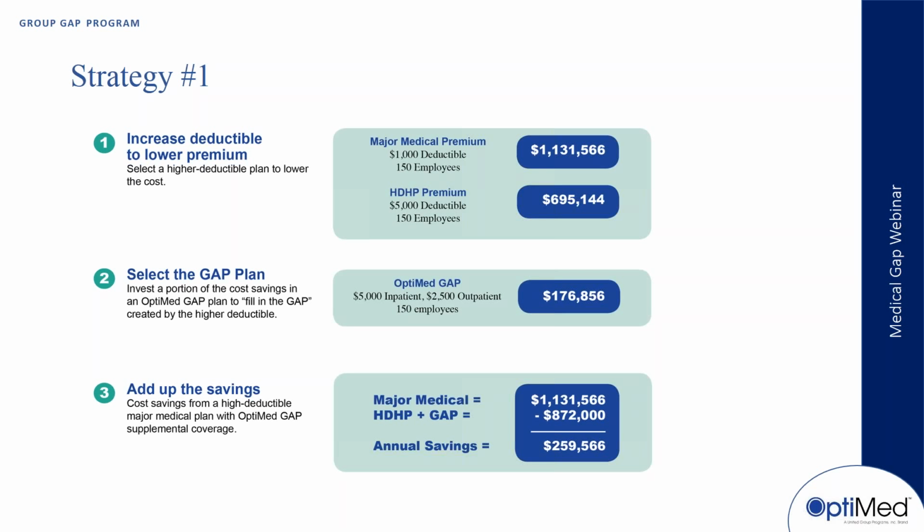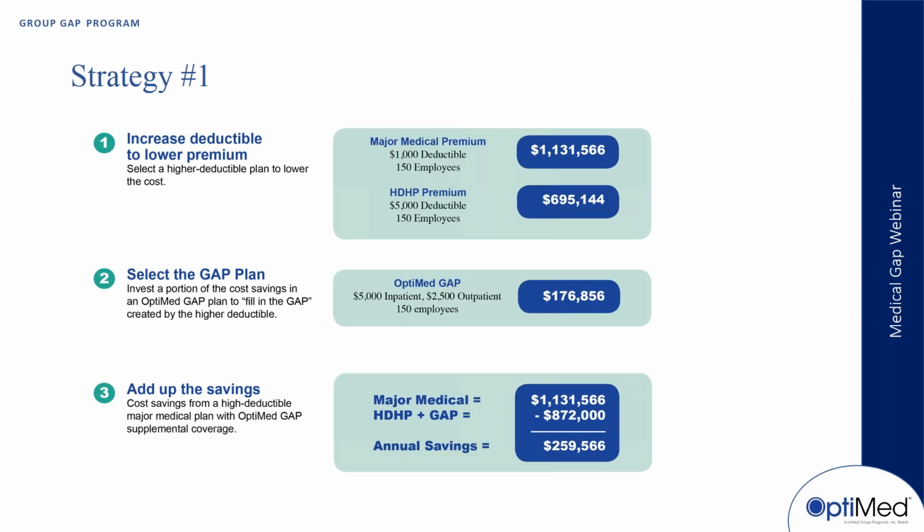So what we did was we came in and we filled that in with a $5,000 inpatient benefit and a $2,500 outpatient benefit for about $175,000. So when you added the new premium of $695,000 to the OptiMed premium of about $175,000, the annual savings on that group was $259,000. So great, that employer just saved $250,000 on this 150 life group just by simply implementing an OptiMed gap program. Then you say, well, now, oh, but the employees might be left out to dry.